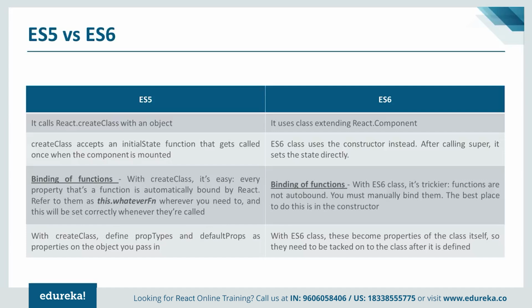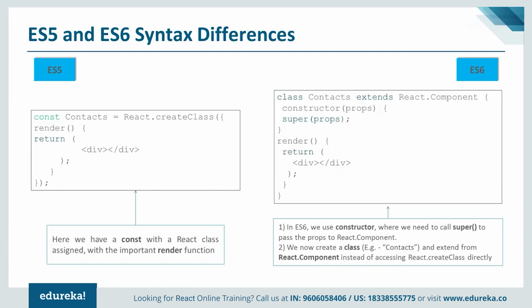So they need to be tagged or tacked onto the class after it is defined. So let's see one by one what are the differences between ES5 and ES6. First of all, the syntax differences, as we saw that it uses React.createClass, and here we have class Contacts extends React.Component. So in ES6, we are basically using a constructor where we need to call the super to pass the props.